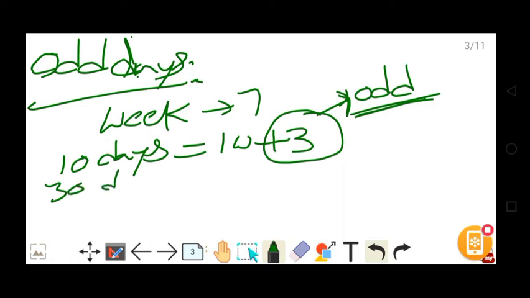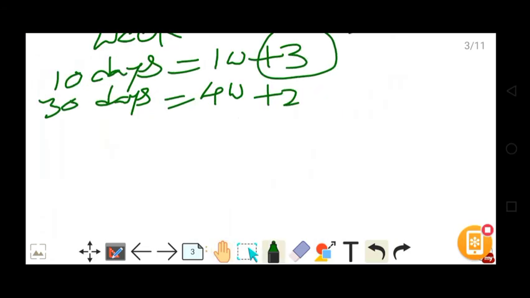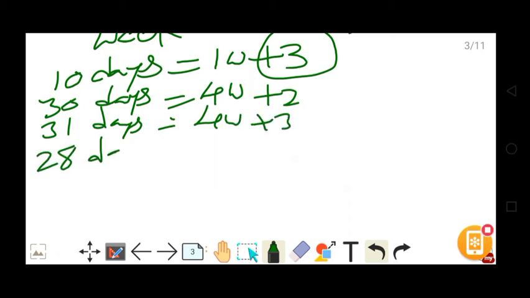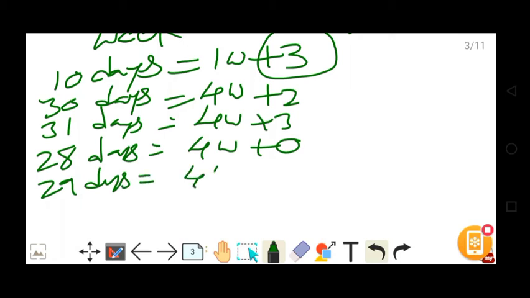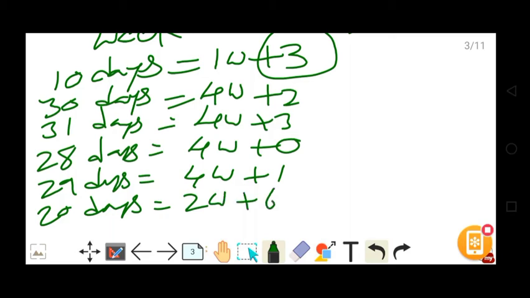Suppose in 30 days, 4 weeks, 7 fours are 28, 2 days will be extra. These two we call odd days. In 31 days, 4 weeks plus 3 days. In 28 days, yes, it's completely 4 weeks, no odd days, that is 0 odd days. If they ask you 29 days, 4 weeks, 28 plus 1 odd day. In case of 20 days, 2 weeks, 7 twos are 14, remaining is 6.